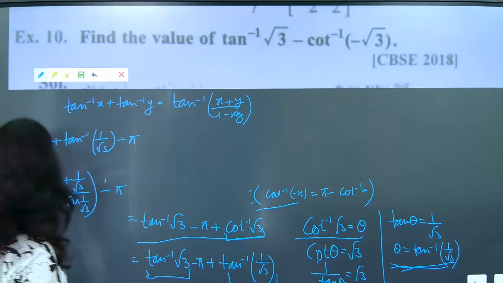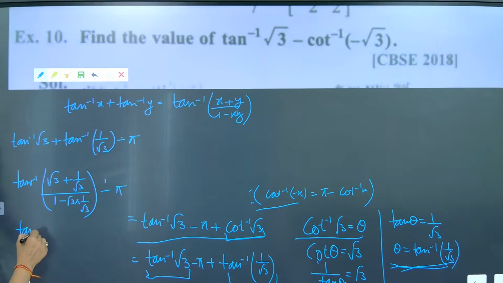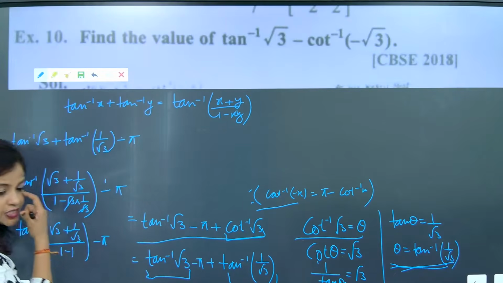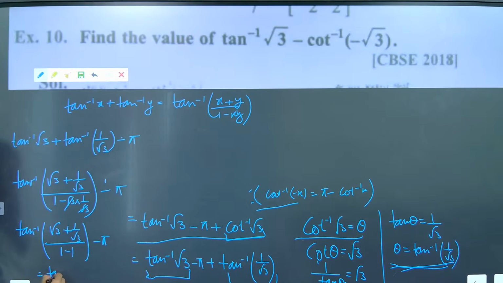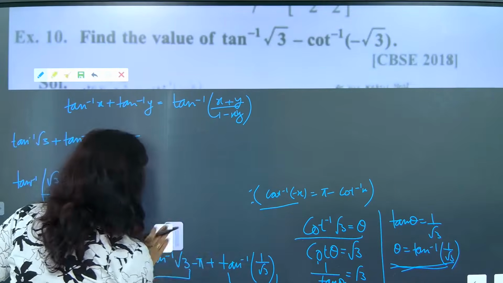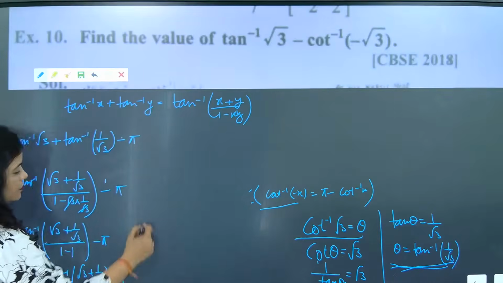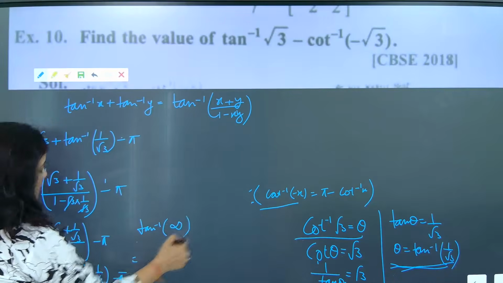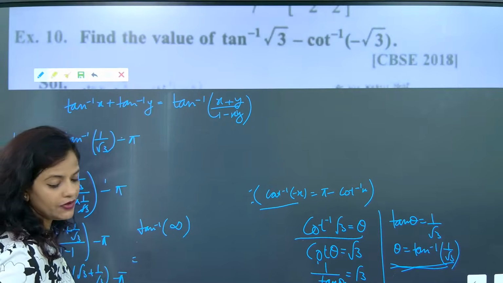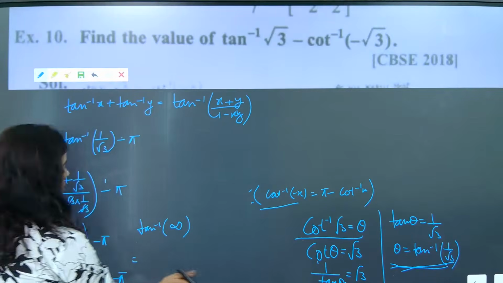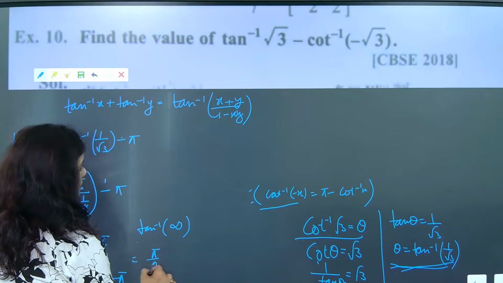Did you notice something? Here the numerator is root 3 plus 1 by root 3, and the denominator is 1 minus 1, so it will come as 0. Remember this very carefully, children. This part is tan inverse of root 3 plus 1 by root 3 by 0, and that minus pi. Once you solve this, it will become tan inverse infinity, because anything divided by 0 becomes infinity. Tan inverse infinity is pi by 2.